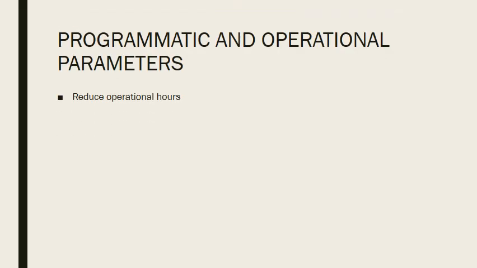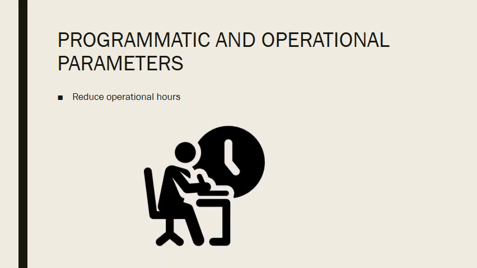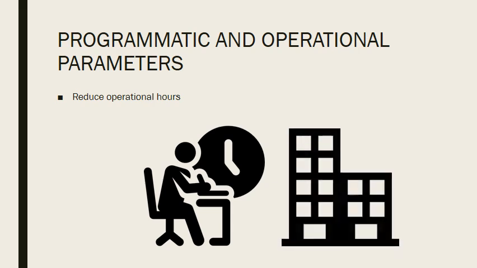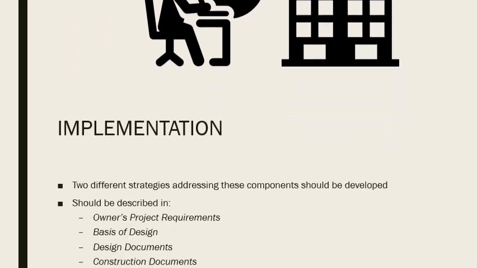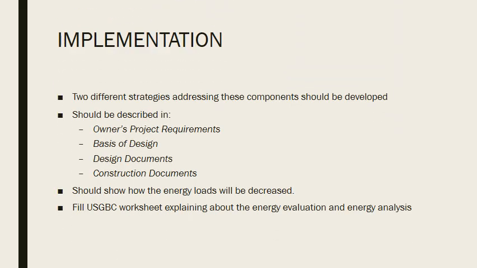Lastly, programmatic and operational parameters refers to analyzing the building and finding a way in which its operational hours are reduced, in order to reduce the amount of energy to keep it functioning. It also refers to whether there is a way in which the building area may be reduced. Once the discovery phase is done, the project should move on to the implementation step, which is to document all the analysis done during the discovery process.